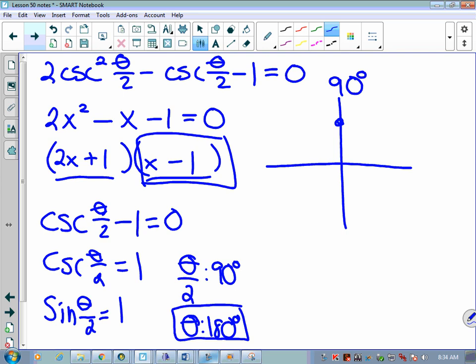Okay, because we still have to solve the 2x plus 1. But in order to do that, I'm going to have to erase our work for that one right there. So can I do that? Do we have this down? Okay.